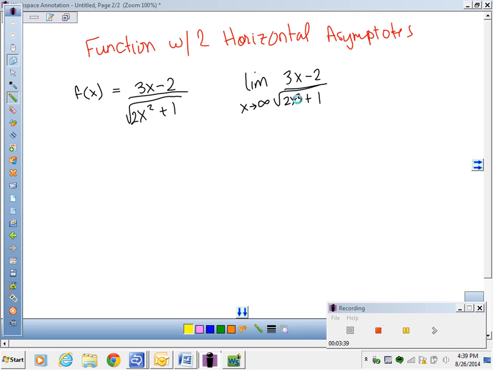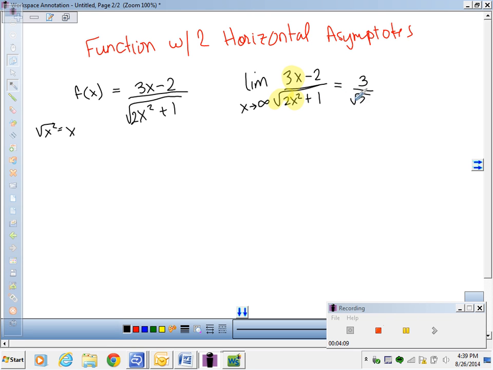Let's just look at this x squared. What is the square root of x squared equal to? It's just x. So technically, the square root of 2x squared plus 1 and 3x over that, they pretty much have the same degree. So what we have here is 3 over the square root of 2. That would be my limit. Okay, that's coming from the right.